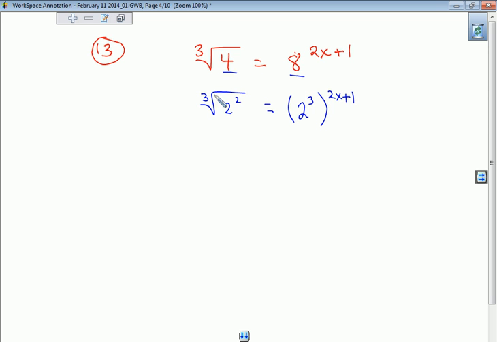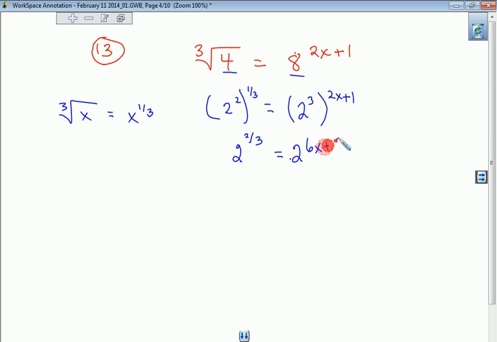Okay, now, this one has a cube root over it. How can I rewrite a cube root? The cube root is the same as what power? 1/3 power. So this could really be written as 2 squared raised to the 1/3. So this is 2 to the 2/3 is equal to 2 to the 6x plus 3. And now we're good.